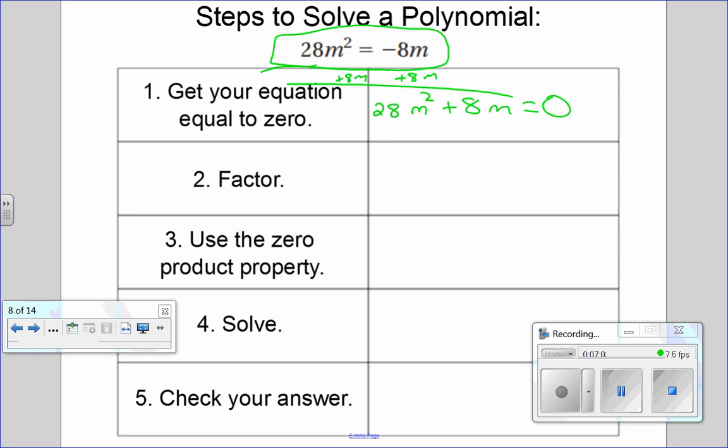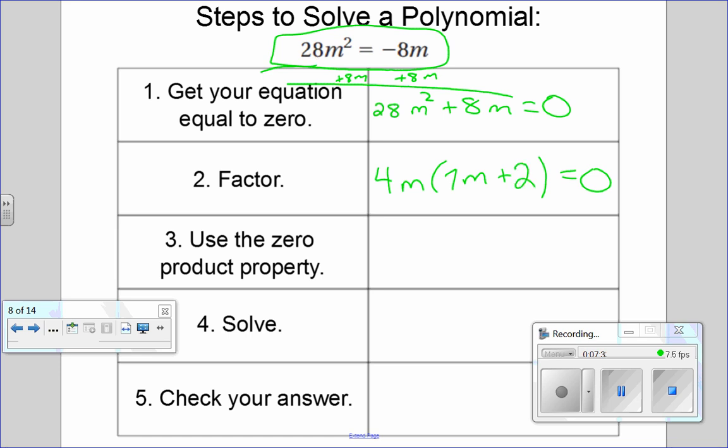And we're going to be using that common monomial factoring method we learned yesterday. So what's a common monomial that the 28m squared and the 8m share? Ken? They do share an m. They share a little bit more than that. Not an 8. I can't do 28 divided by 8. Caspian? A 4, yeah. So I'm going to pull my common monomial 4m out front. That would leave me with a 7m and a 2.